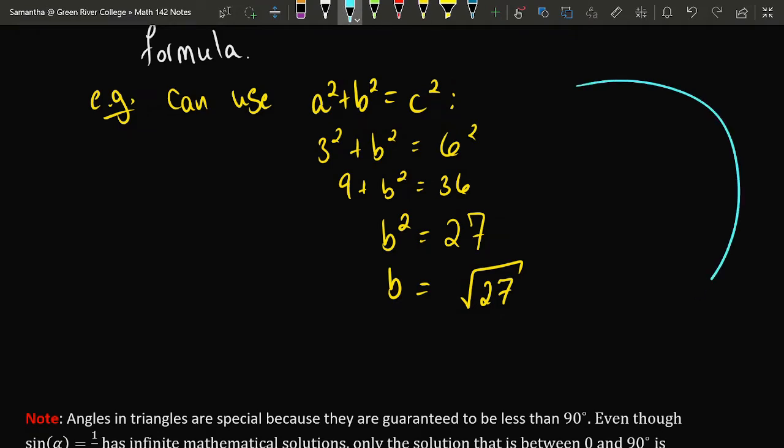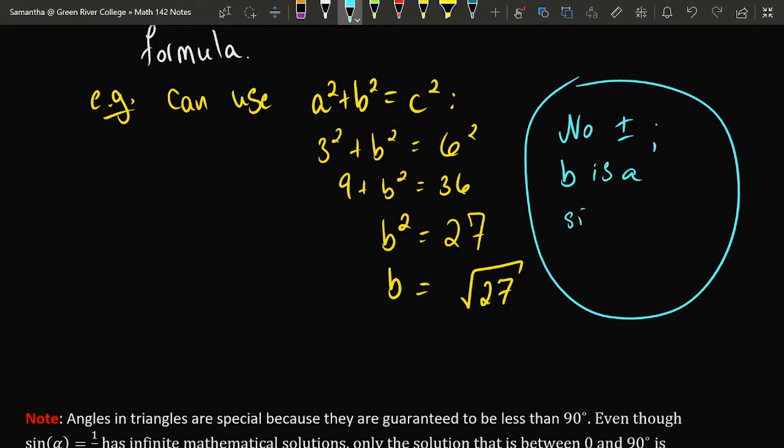Now, as an aside, why am I ignoring the plus minus that usually shows up in these equations when I am undoing a square? I get to ignore the plus minus because B is an actual side length and therefore cannot be negative.